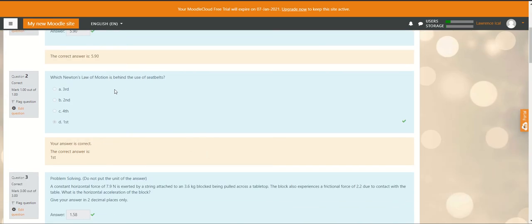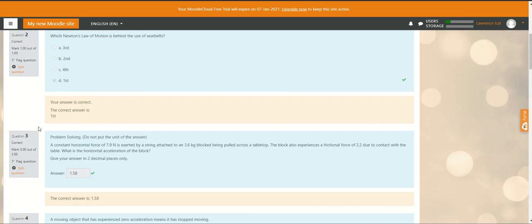Newton's second law of motion is behind the use of seatbelts, and that's basically Newton's first law, inertia. That's the reason why there are seatbelts.